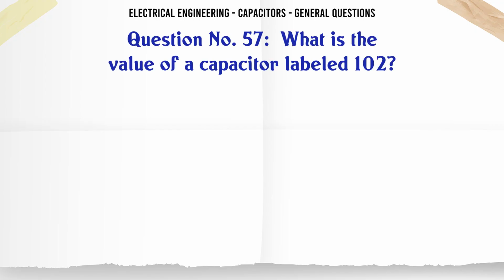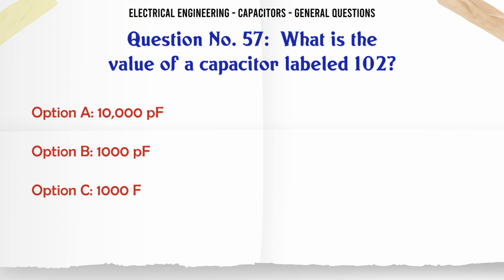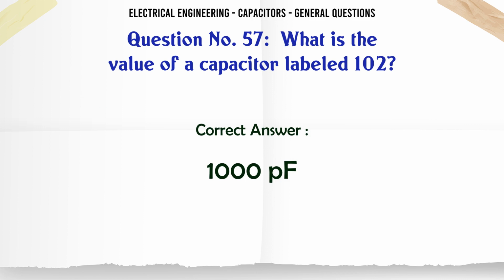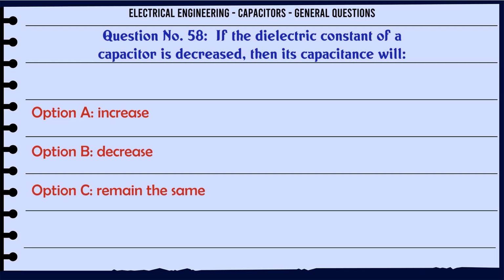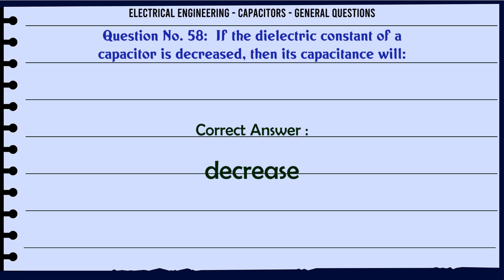What is the value of a capacitor labeled 102? A. 10,000 pF. B. 1000 pF. C. 1000 µF. D. 10,000 µF. The correct answer is 1000 pF. If the dielectric constant of a capacitor is decreased, then its capacitance will A. increase, B. decrease, C. remain the same, D. be destroyed. The correct answer is decrease.